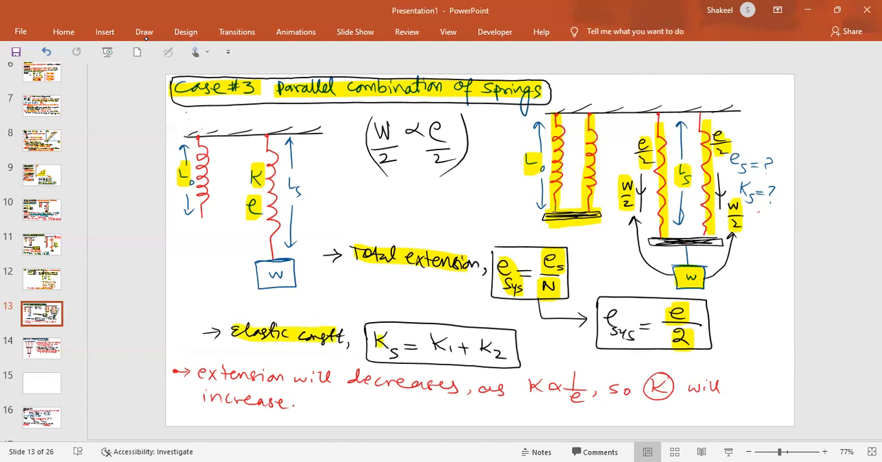For elastic constant, you always add the values of K. So you add K1 and K2 to get the total elastic constant of the combination. So in parallel combination, we know that the extension will decrease and K and E are inversely proportional, so K will increase. So when K increases, it means that it is harder to stretch these springs.